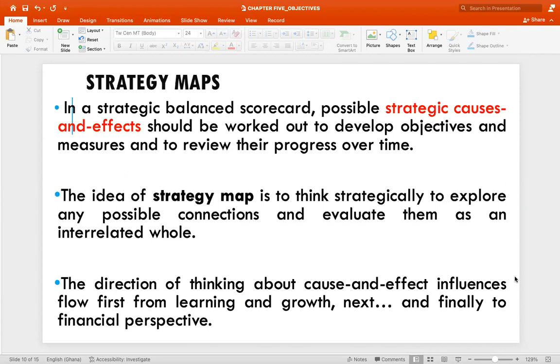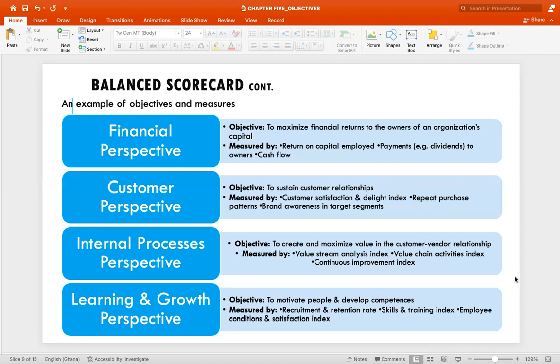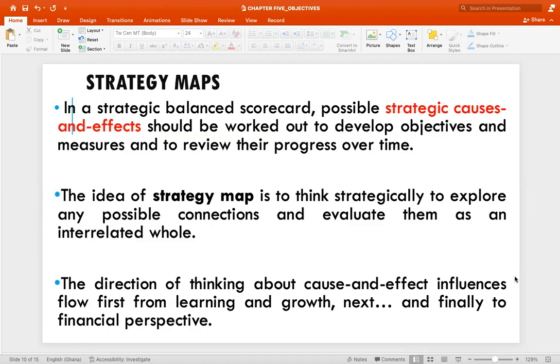Okay. So it is not enough for us to know about the balanced scorecard and its components. We said it has financial perspective, it has customer perspective, we have looked at internal process perspective, and we have looked at learning and growth perspective. Okay. But key to this is to establish what is known as strategy maps. Okay, so there are causes and effects. What we just looked at, there are triggers.